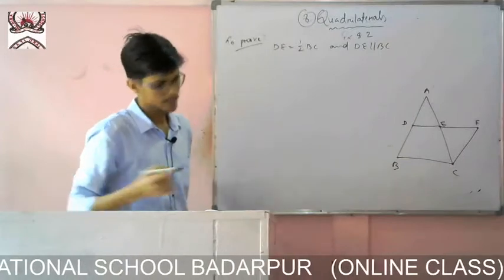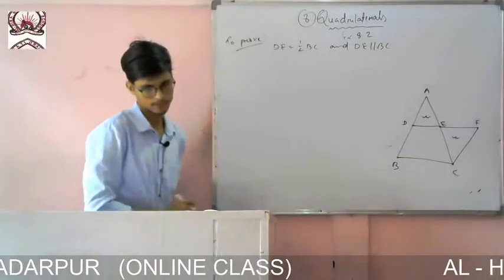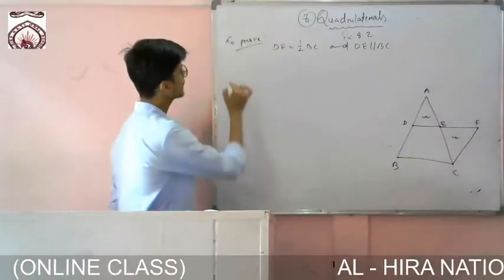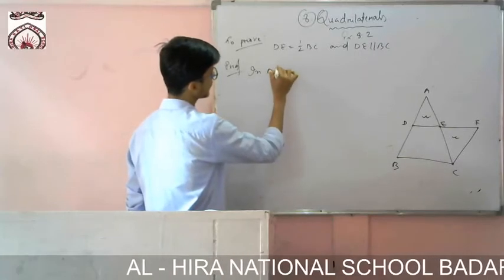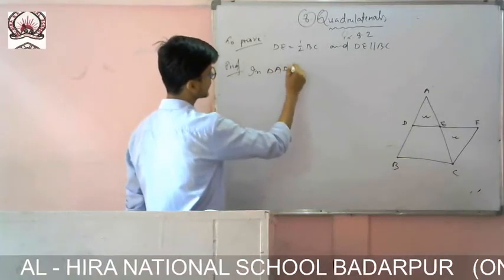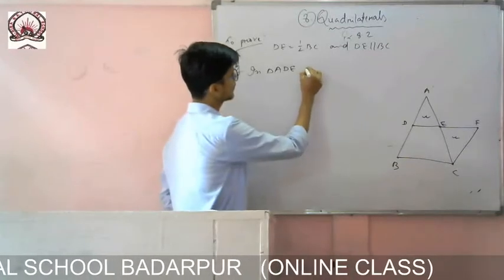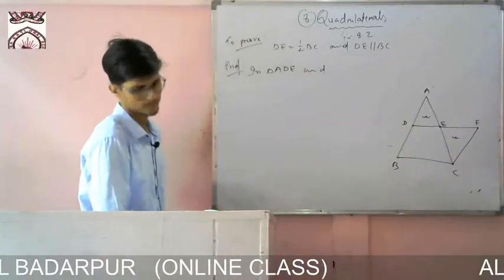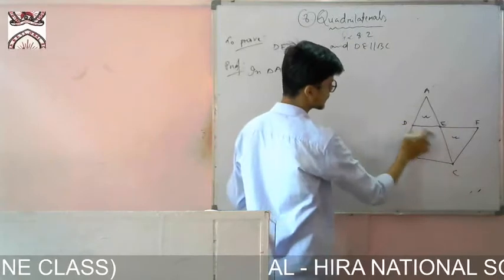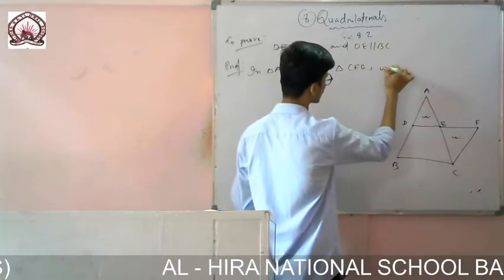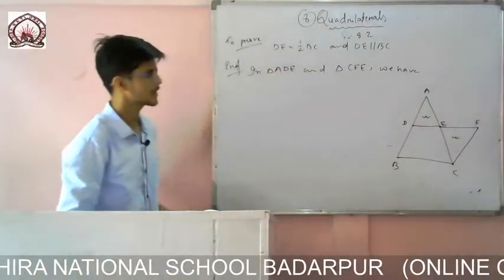So now you see what is there. If I take triangle ADE and triangle CFE, let me first of all show these two are congruent. So in triangle ADE and triangle CFE we have.